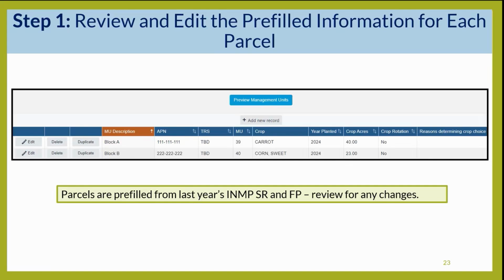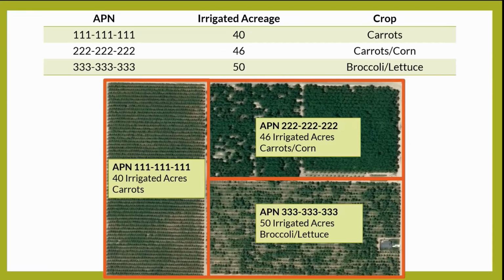The TRS is filled in for you. That's Township Range Section. We do that part for you, but really you want to make sure that your parcel is correct, your crop is correct, your acreage is there, and then we'll get through the rest. But you can edit, delete, or duplicate as needed to update your information here.